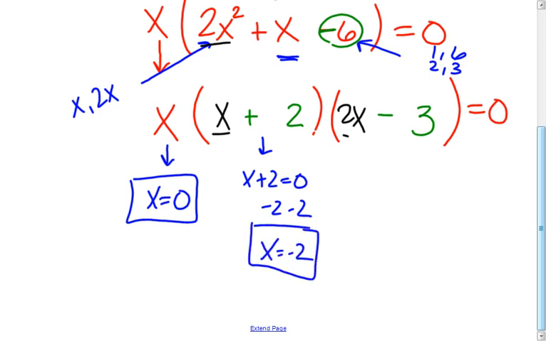Okay, when I plug negative 2 into that parentheses, negative 2 plus 2 is 0. And if that parentheses is 0, it doesn't matter what anything else is, because 0 times anything is 0. And then, of course, take this parentheses and solve it. Set it equal to 0 and solve.